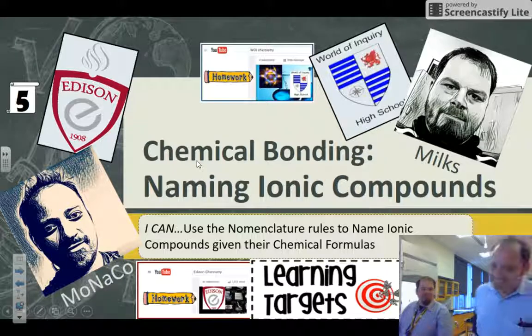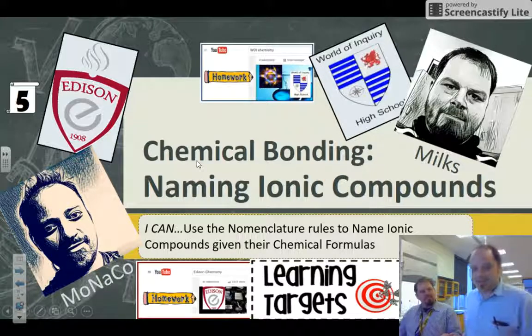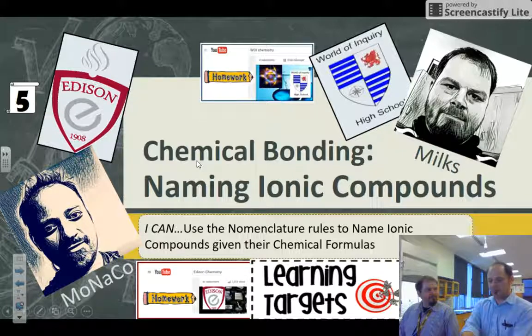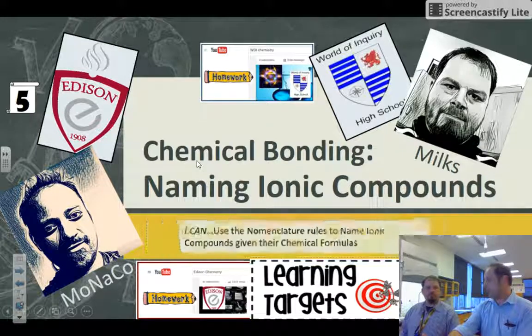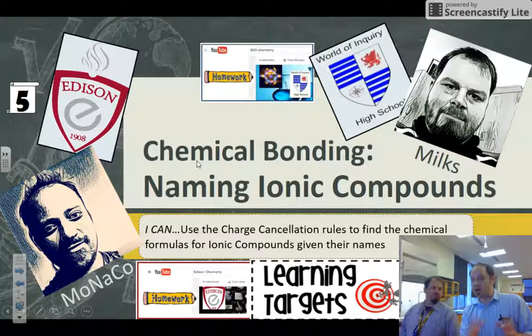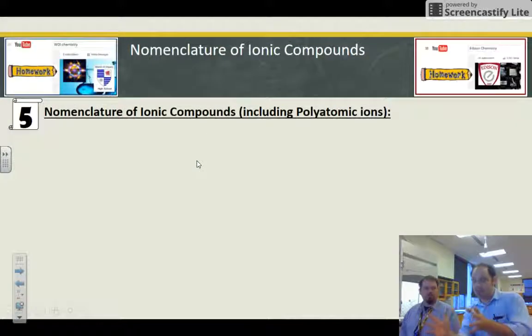All right, nomenclature. Now we knew how to draw them from last video, video 5. Now we need to learn how to name them. You had a formula. We drew how the bonding happens. Now we're going to take them and go to the next level and actually name them, and then use a charge cancellation rule to figure out a formula from the name. The last one was just showing pictures about how these atoms ionically bonded through the transfer of electrons. Now we're taking the formulas and naming them, then taking a name and figuring out the formula.